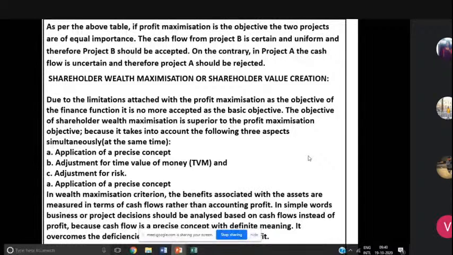Okay, this is done? Yes. Okay, we will see each point one by one. And we will also see the equation for cash flow soon.